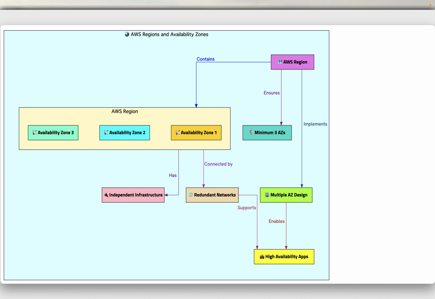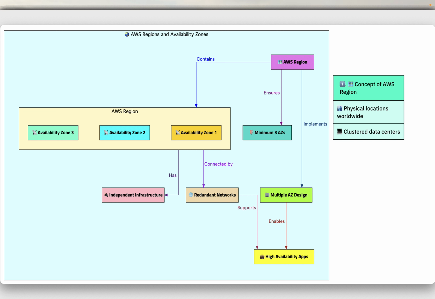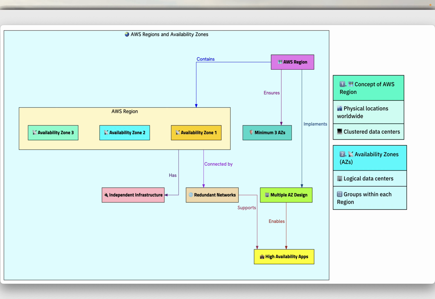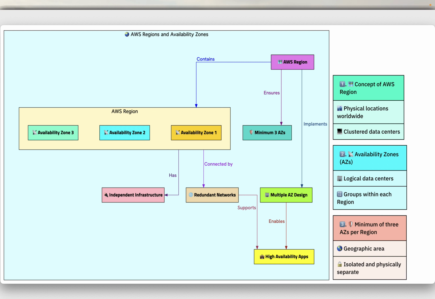So next is AWS regions and availability zones. Each region is a physical location around the world where data centers are clustered. Each region consists of groups of logical data centers known as availability zones. Every region contains at least 3 isolated and physically separate AZs within a geographic area.